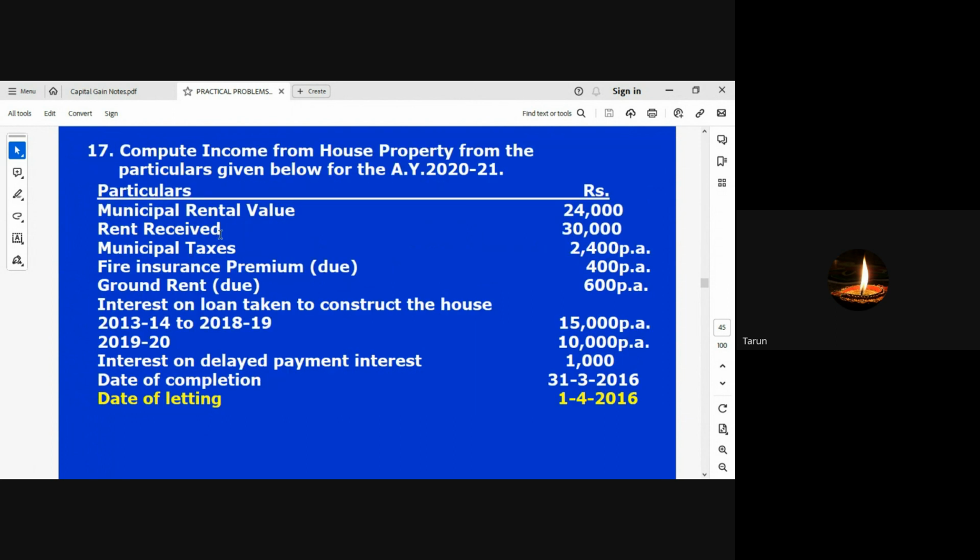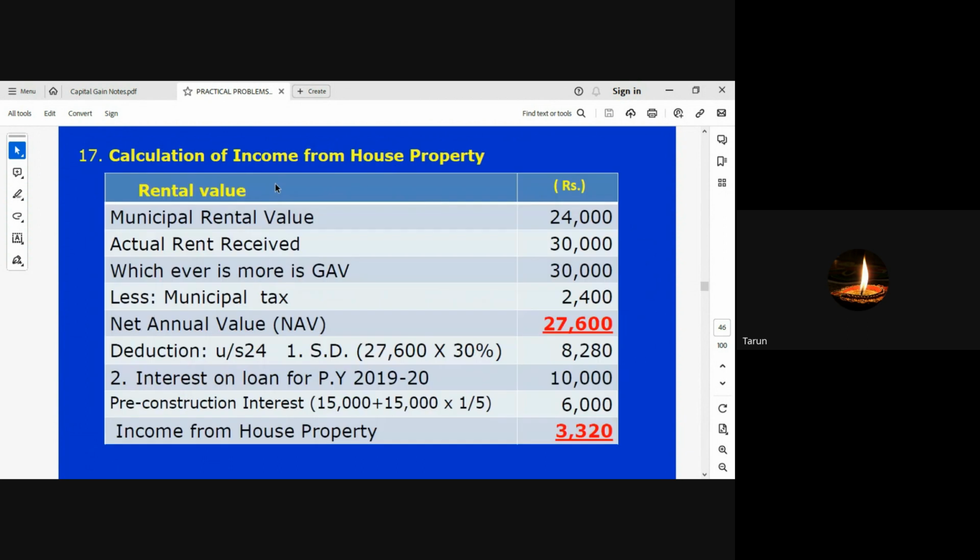So this is an overview question where each and every MRV is given, rent received is also given, taxes are also given, fire insurance premium, ground rent, which is an expense we can say, and the interest on loan taken to construct the house is already given to you. Interest on delayed payment is also given, that is 1,000. Date of completion and date of letting is already mentioned here. So accordingly, you have to estimate the values here.